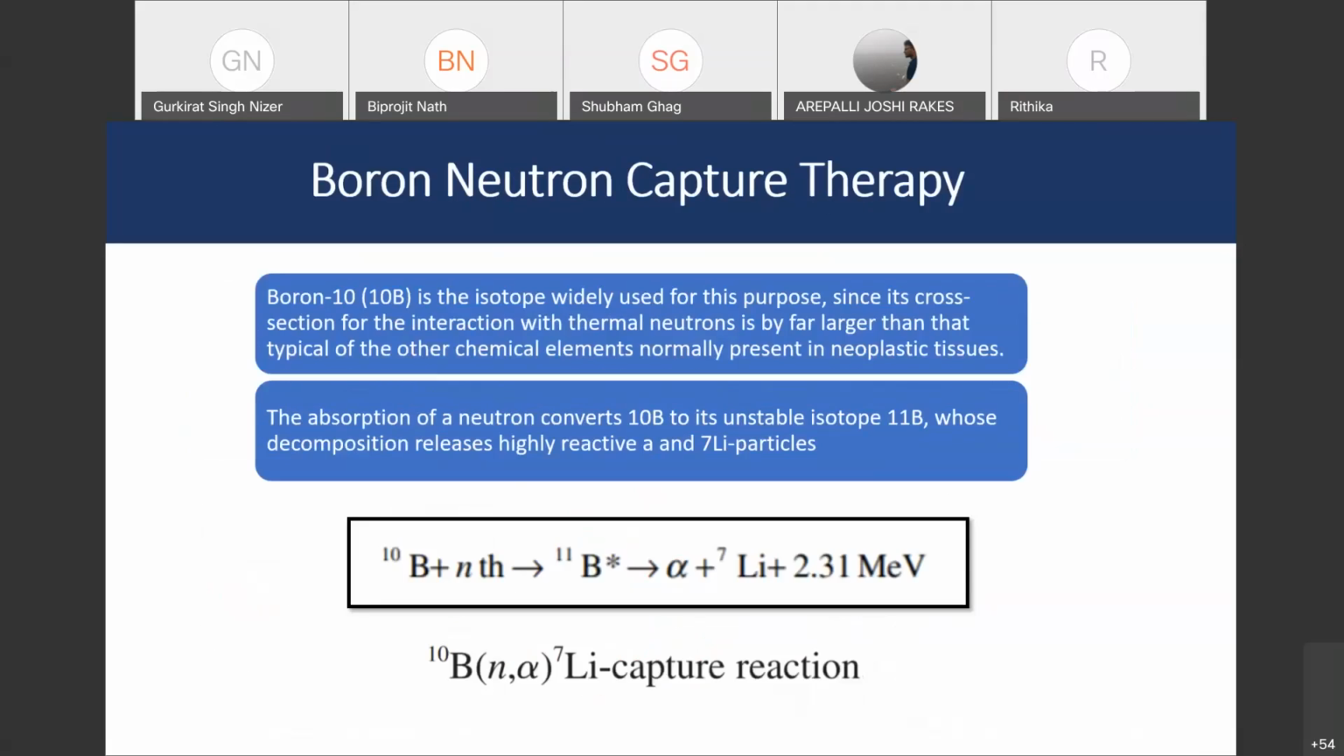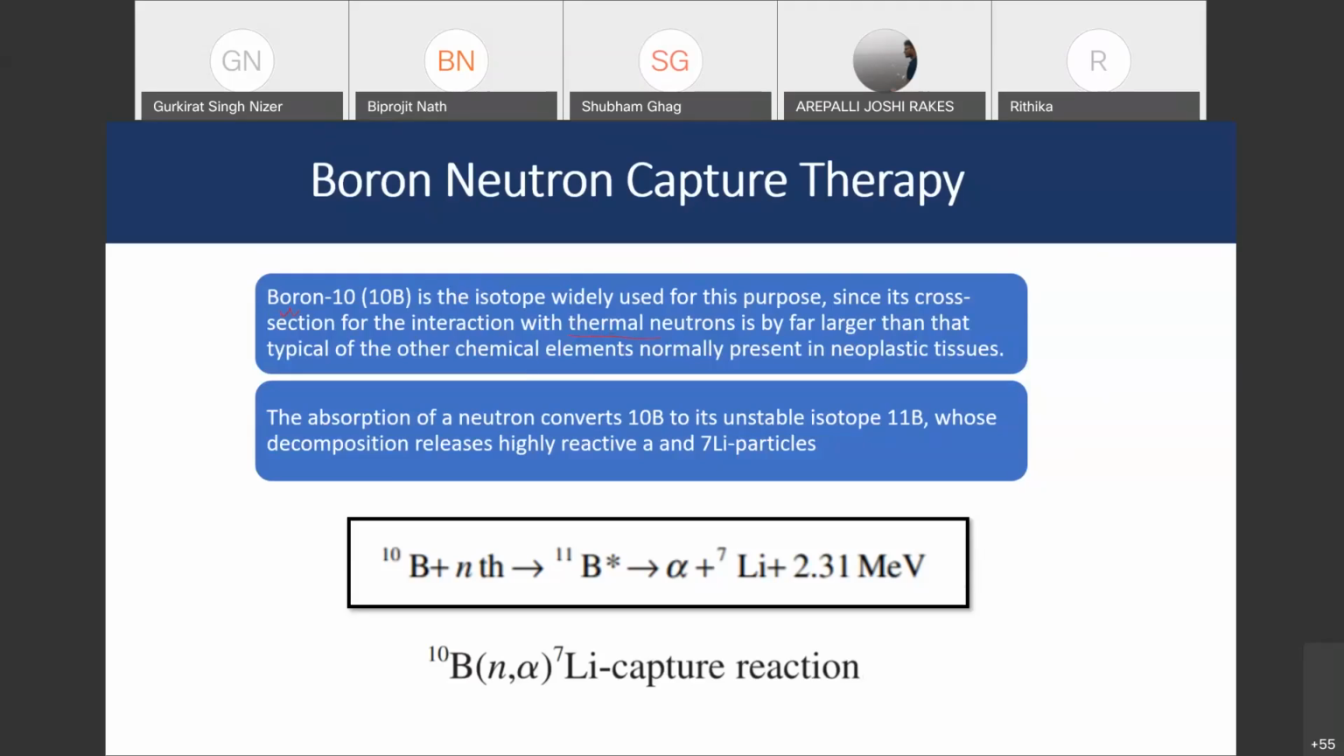Now the next application of alpha particles lies in a great therapy, which we call boron neutron capture therapy. Before we go deeper into these therapies, let us have a brief idea that for boron neutron capture therapy, we need a nuclide, which is boron 10. One of the most important properties of boron 10 is that it has a higher cross section for interaction with thermal neutrons. So neutrons can interact with boron 10 very effectively because it has a higher cross section.